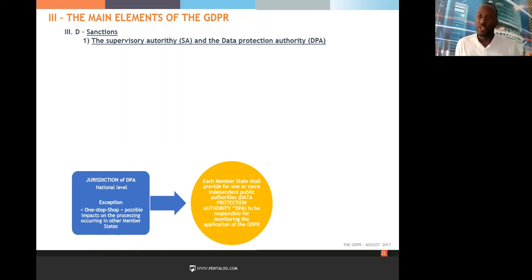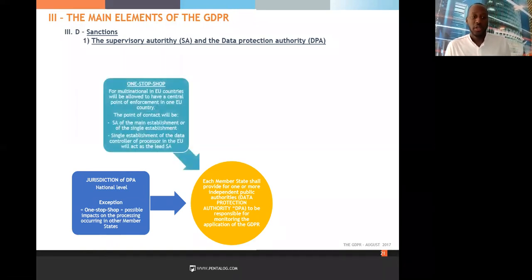Exception: when you're talking about the one-stop shop, it can have a possible impact on the processing occurring in other states. One-stop shop, if you're a multinational, that's for you. That means you are in many countries, right? So you'll be allowed to have a central point of contact, a point of enforcement, in one of the EU countries. One data protection authority will be the supervisory authority. It can be the one of a main establishment, or the one of a single establishment of the data controller or processor in the EU. It can act as a lead SA.